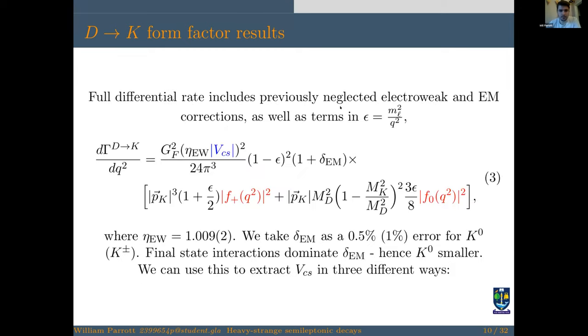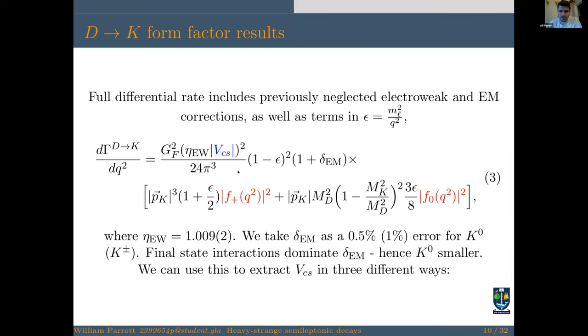So moving on, we want to compare with the experiment, so we need to access the differential decay rate. Here's the full expression. You can see our form factors appear here and here. The f naught is obviously highly suppressed by this factor of the lepton mass squared. So for electrons and muons, that's very small, but we do include it. We know everything else on this side. This is measured experimentally, and then we can extract V_cs by dividing through.